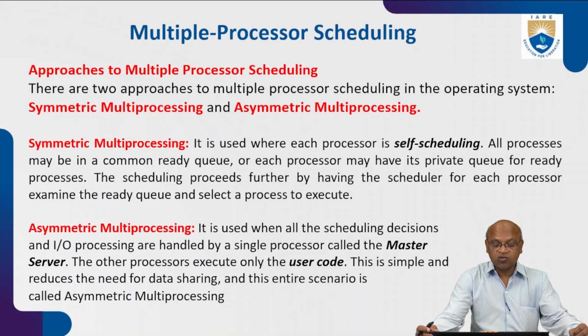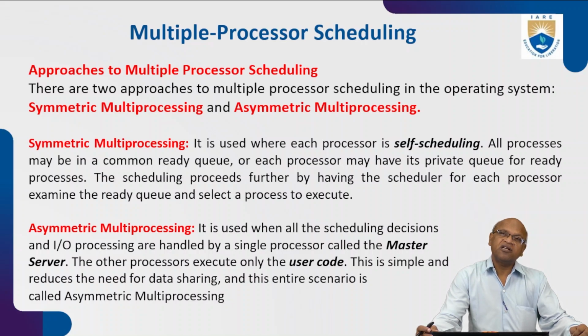The other processes execute only the user code. This is simple and reduces the need for data sharing, and this entire scenario is called asymmetric multiprocessing. In multiprocessor scheduling, there will be shared data, but processes are running independently. But there must be coordination from one processor to another processor. Suppose one processor is using one I/O variable, the other processor cannot use the same variable at the same time. So there must be coordination between the multiprocessors. That is symmetric multiprocessing.